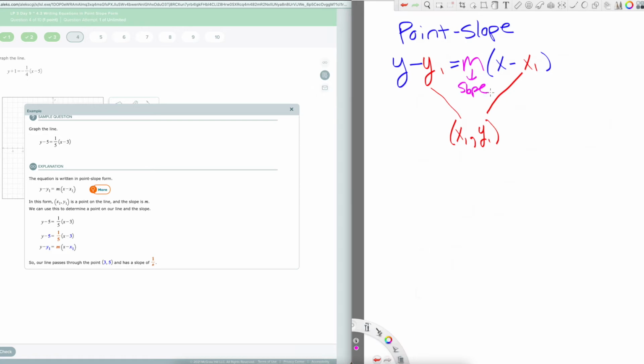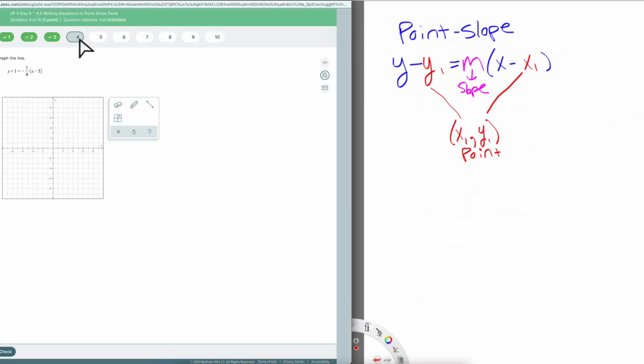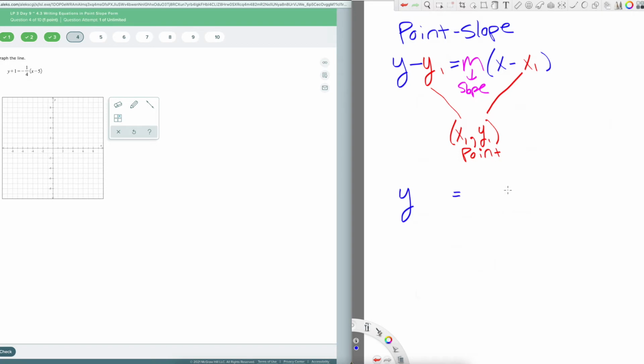And I forgot to write point. So again, hopefully we understand point, slope. They named it that just because we're going to have those two pieces. So if I know that this is the basic form of point slope, and they give me this equation here, well, I can go through and do this same idea that I just did. I have y equals x, and I'm going to fill the rest of the pieces in here.